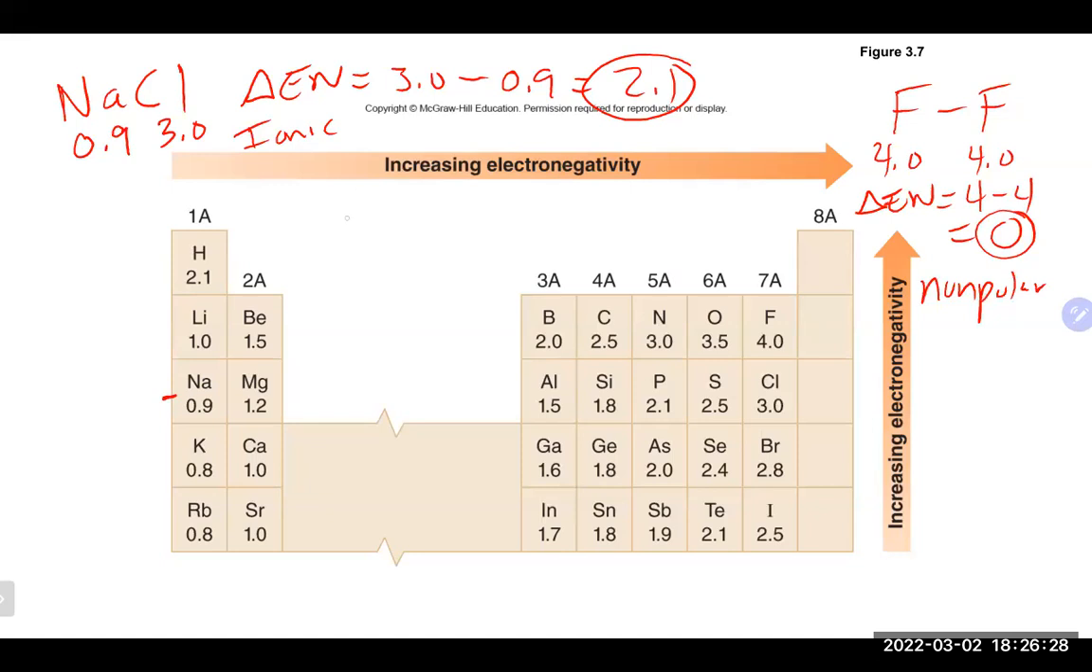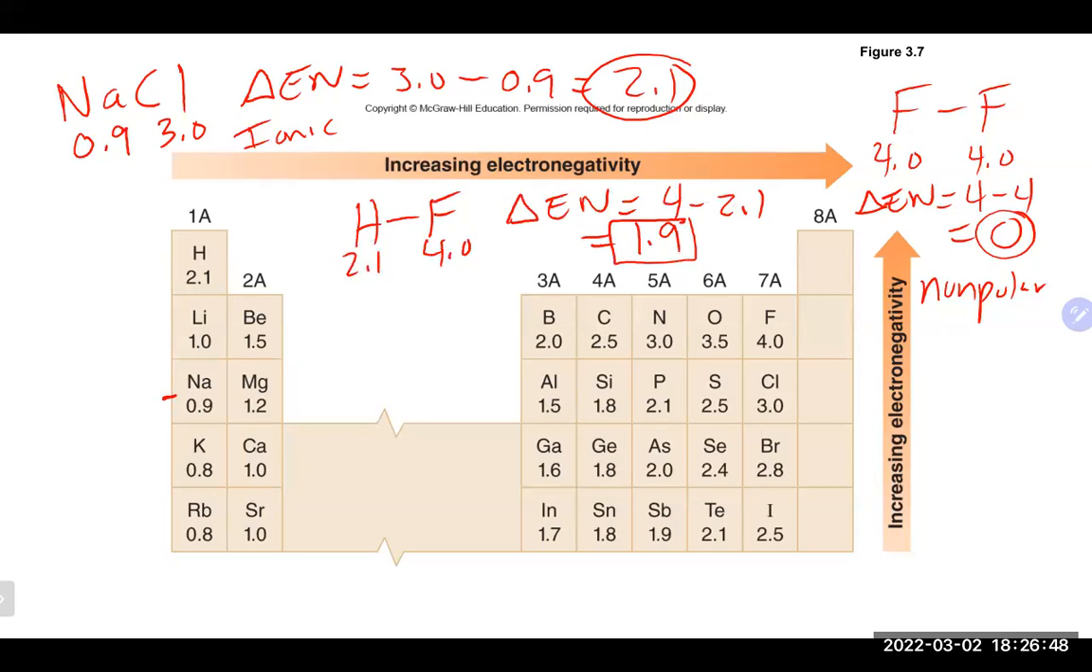The other one that we looked at was H and F, right? H is 2.1, F is 4. So when we do the difference in electronegativity, that is 4 minus 2.1. That's going to give us a 1.9 in this case.